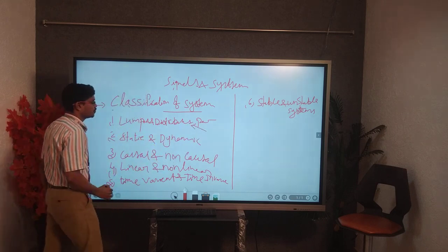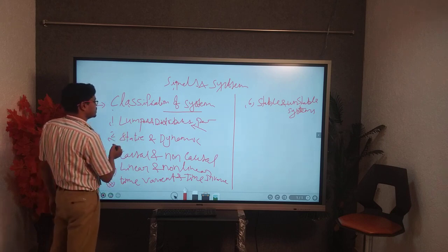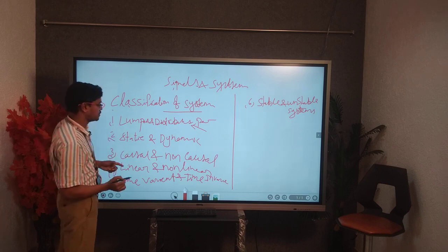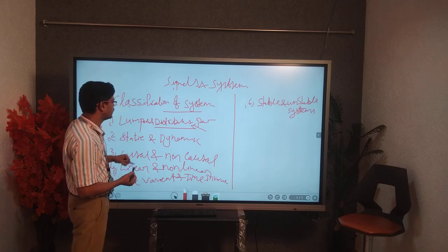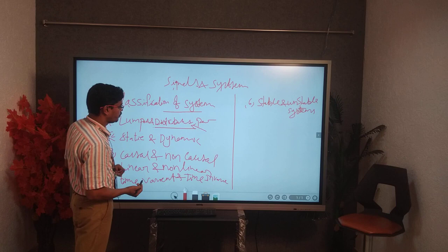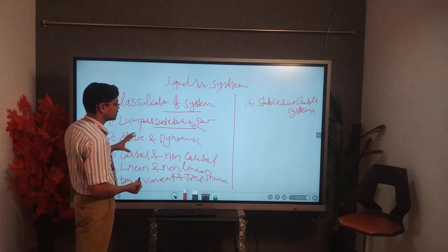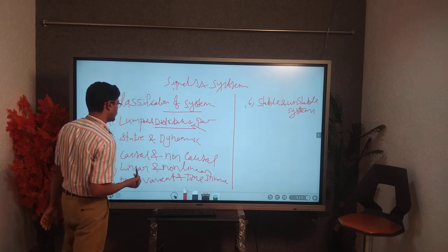First one is lumped and distributed parameter system. That means a lumped parameter system is a system in which each component can be lumped at one point in space. In distributed systems, all the functions of signals are distributed, that means in space as well as time. This is the lumped and distributed.